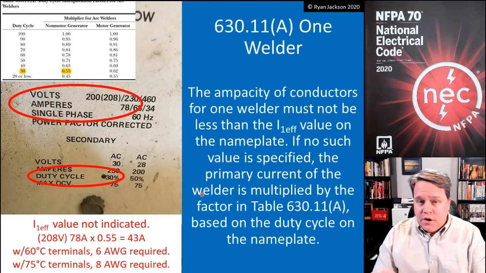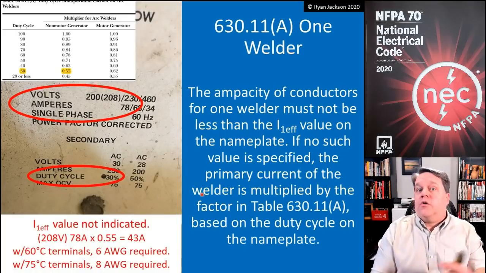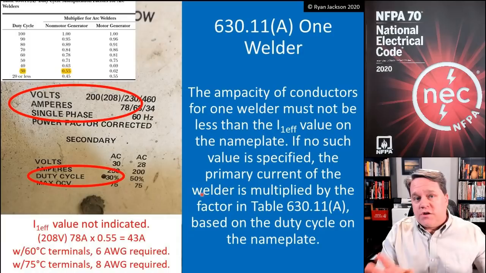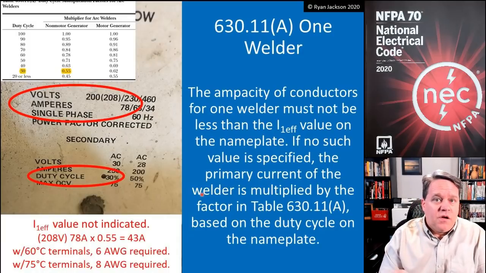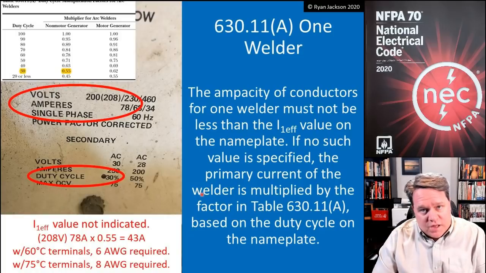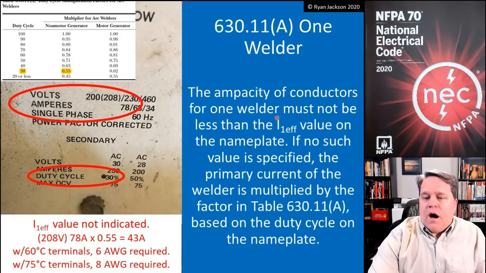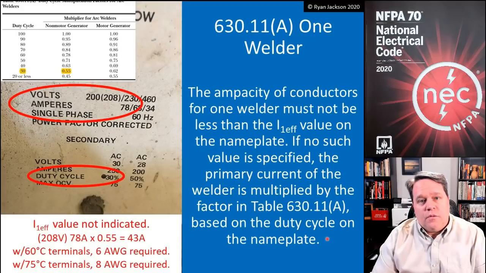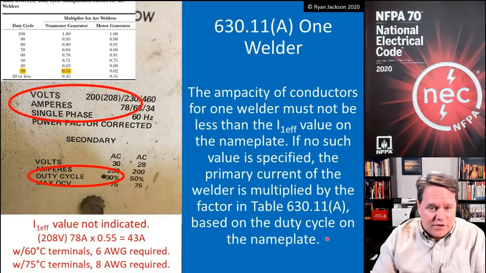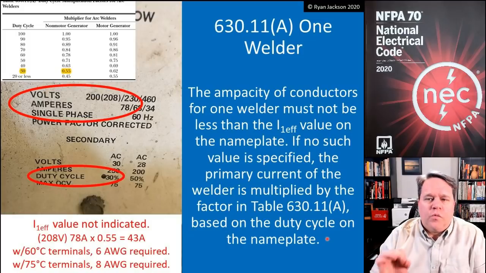If our welder and the receptacle or circuit breaker, whatever it's connected to, if each end of my conductors actually had equipment rated 75 degrees, then I could go ahead and use an 8 gauge conductor. So we're going to take either the I1 effective value, or the primary current times the duty cycle multiplier in 630.11(A). So we're either going to use 6 gauge or 8 gauge, depending on the ratings of the terminals.